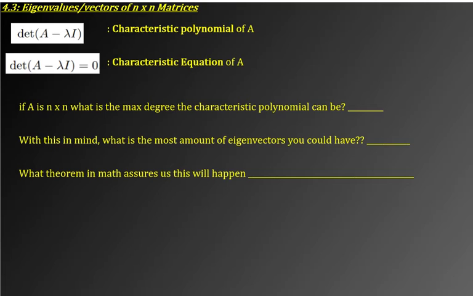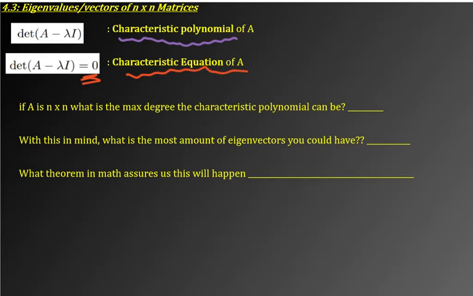All right. So just to recap in terms of terminology here. The determinant of A minus lambda I is specifically defined as the characteristic polynomial of a matrix A. If you set it equal to 0, that is what we call the characteristic equation of A.